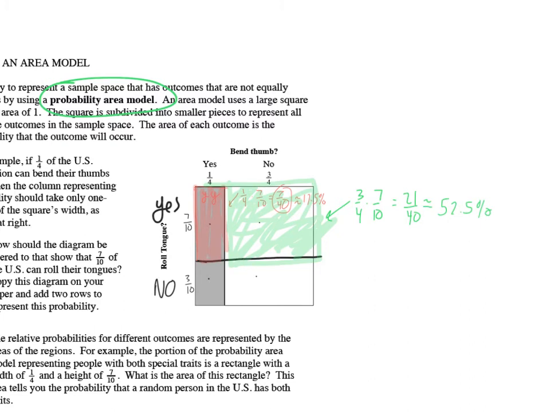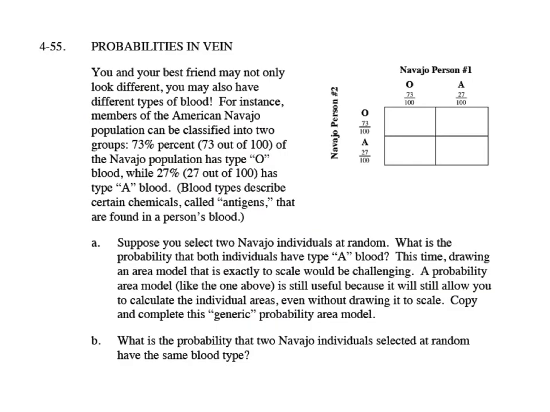So the probability that somebody can roll their tongue but not bend their thumb is about 52.5%. So we use this thing called a probability area model with the relative probabilities in order to help us find out, hey, what's the probability that something will happen? So now we're going to kind of pull it all together.